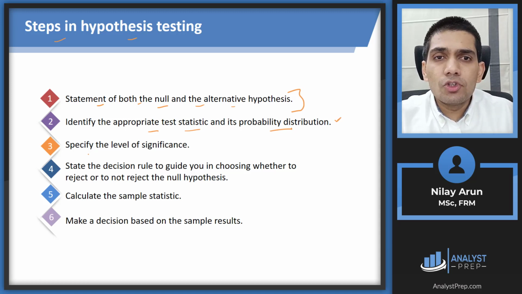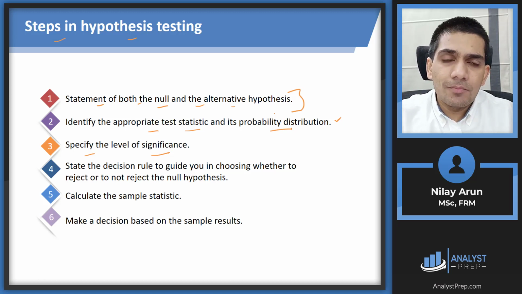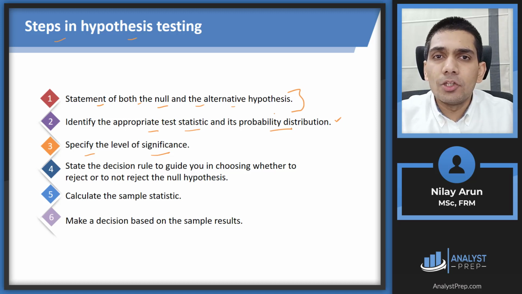Third is you specify the level of significance. Now, this is not really a problem. Typically, you will be given this as part of the question. The most common level of significance that we use is 5%. So you could be given 5%, 1%, or 10%. So whatever is given in the question, you simply go ahead and use that. So this is something that is not really a problem.